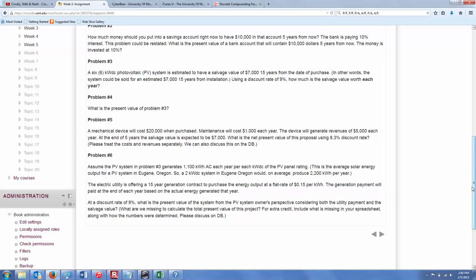What are we missing to calculate the total present value? For credit, include what is missing in your spreadsheet along with how the numbers were determined. Please discuss on the database. Okay, have I done problem 3 yet? Yeah, I think I have. On your spreadsheet. Yeah, okay, so we can start there.